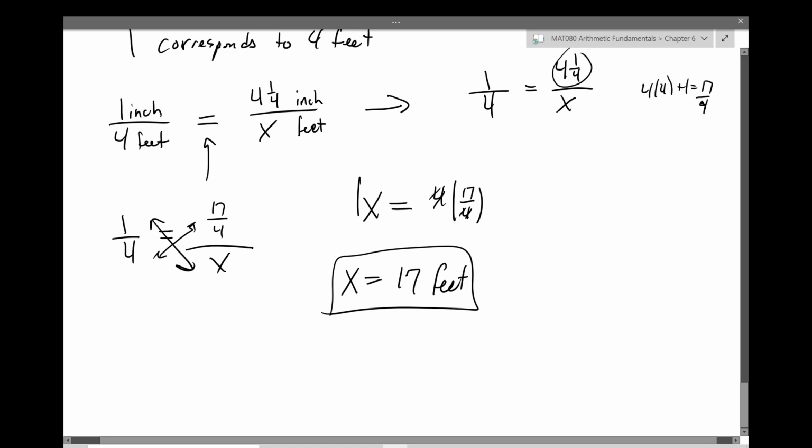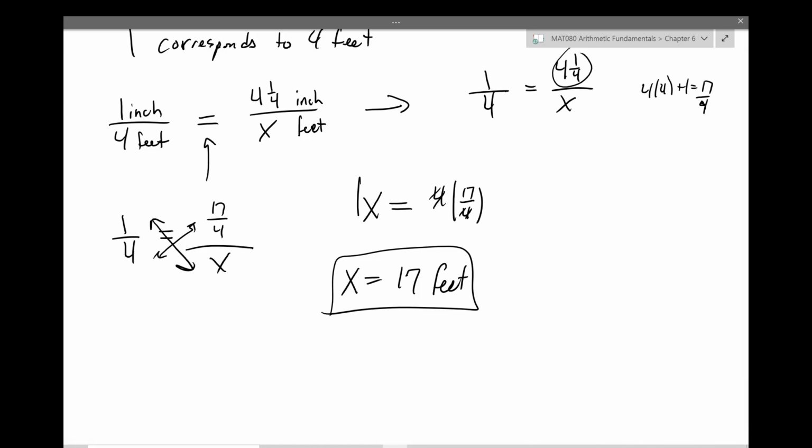All right. I hope we can see how we use ratios to label things, and then how we use ratios together to form proportions and how to solve them using cross multiplication.